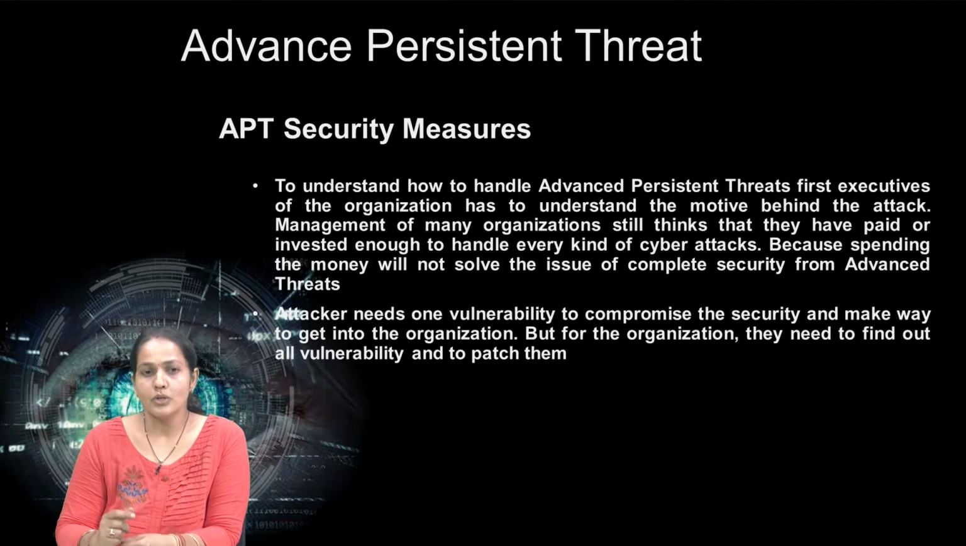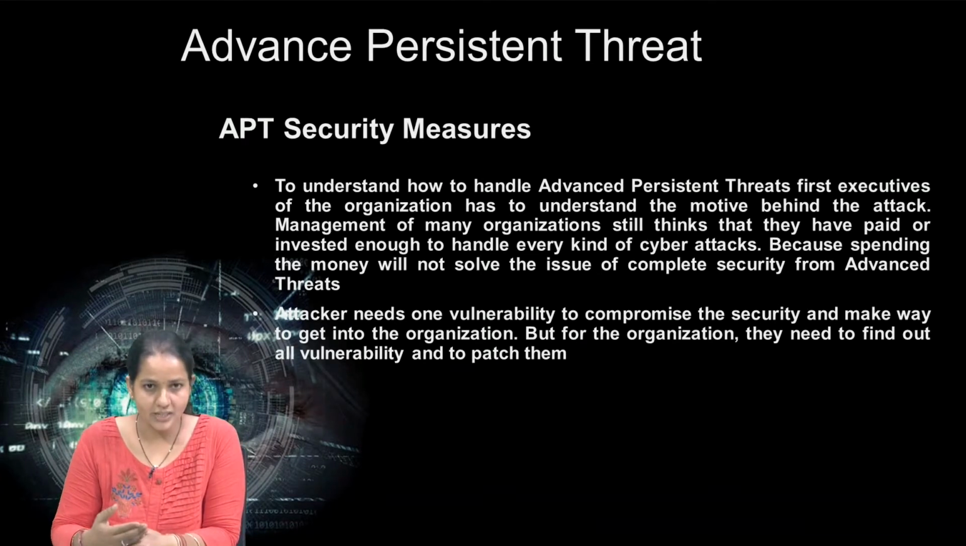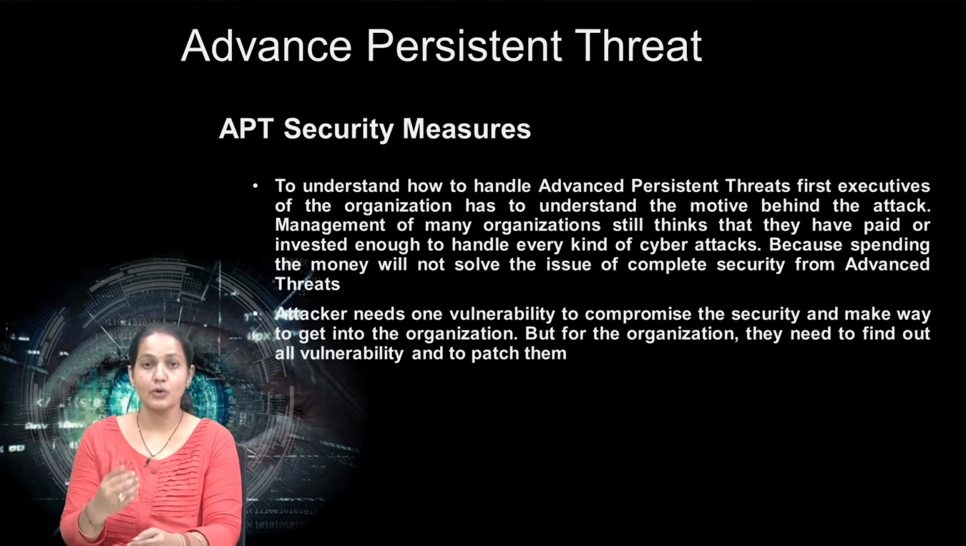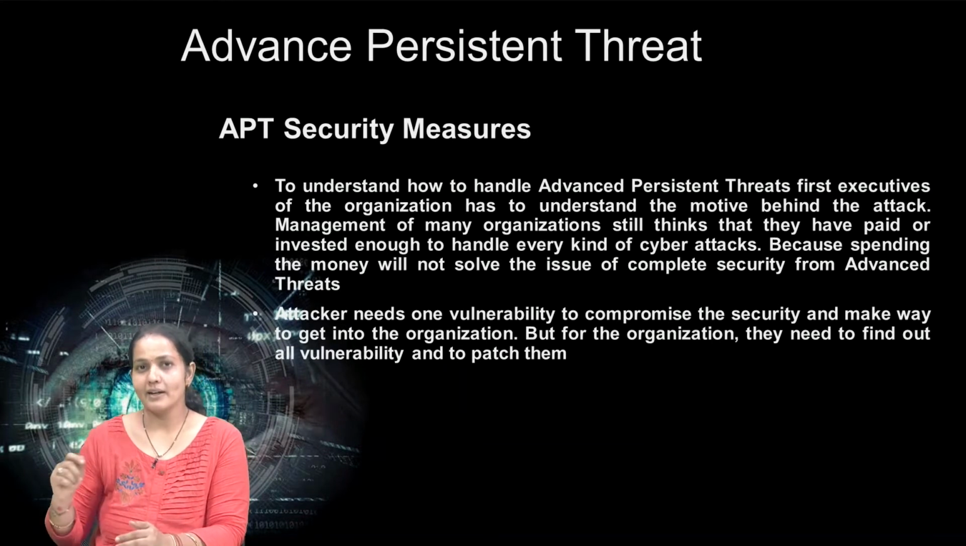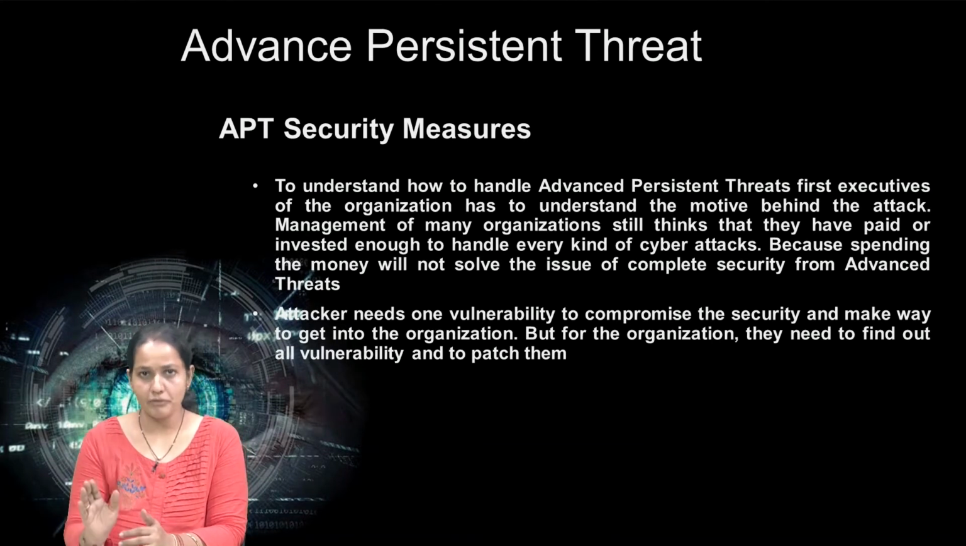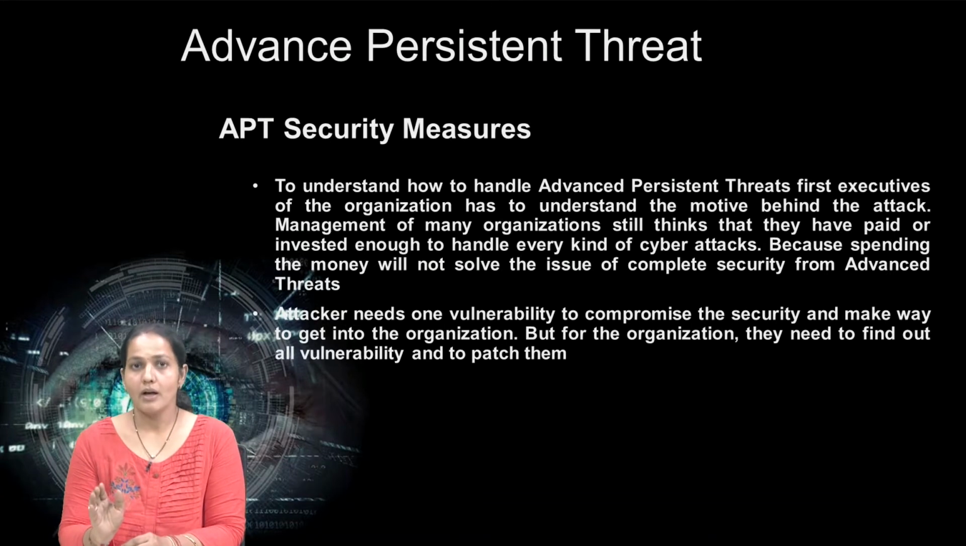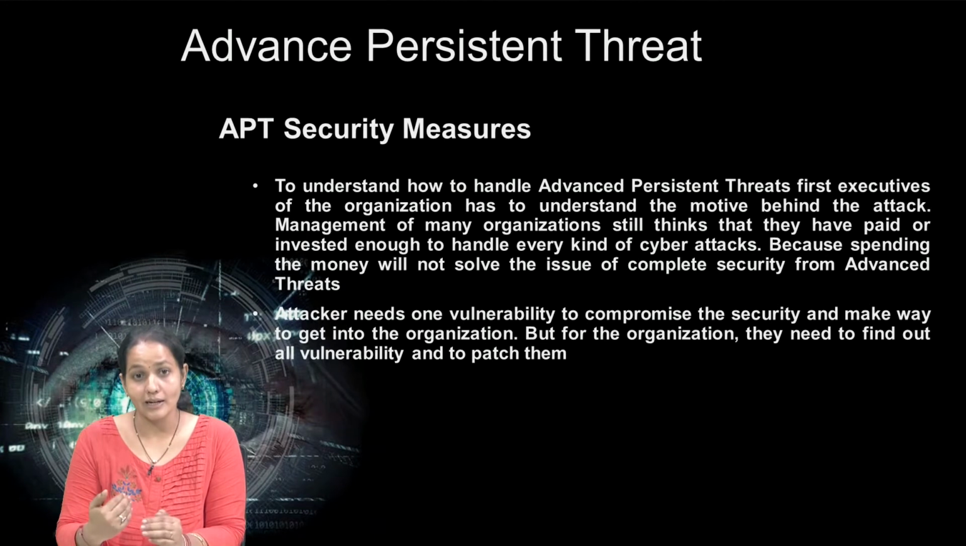The attacker needs to find one vulnerability to compromise the security and make a way into the organization. They perform some vulnerability tasks, exploits, or attacks, and in an APT they do not just stop once they fail. They try to perform that attack, their vulnerability or exploits, again and again until they succeed.